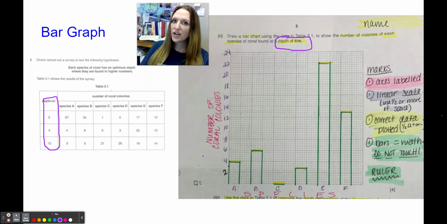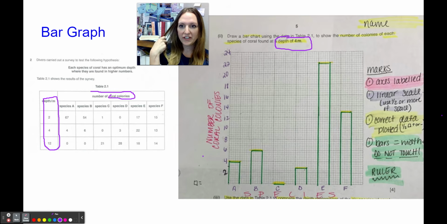And then what's their answer? What would the response be to this? Well, if I said how many of species A do you have at a depth of 4? If somebody asks you how many, you're going to have to count. That's how you get that answer. So that goes on the y-axis, the response, and that's going to be the actual amount. So the number of coral colonies is going to be my y, and then each different species is the x.